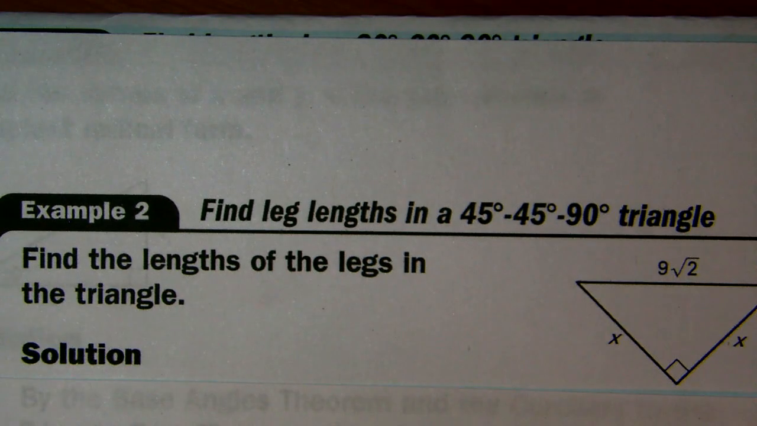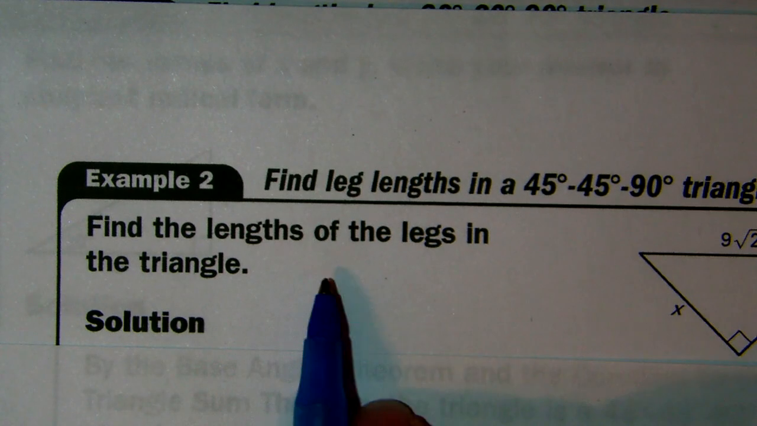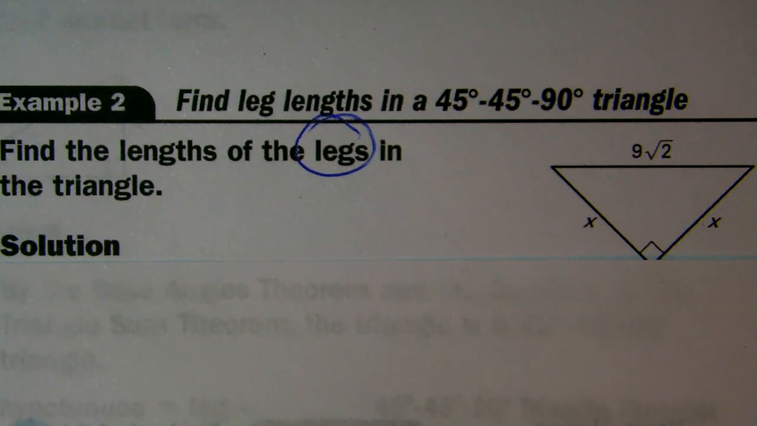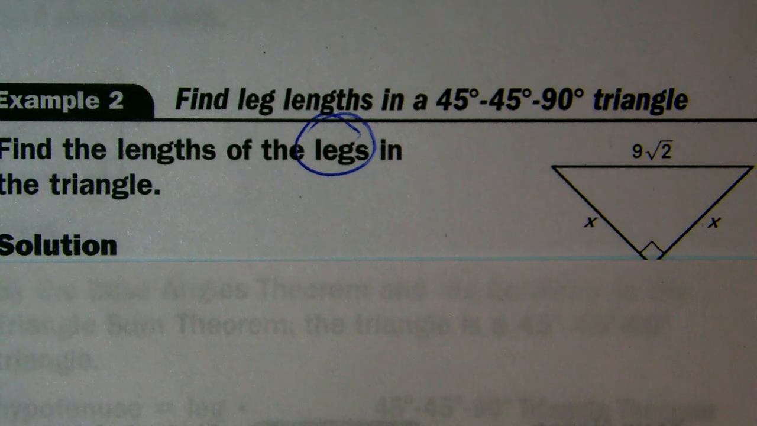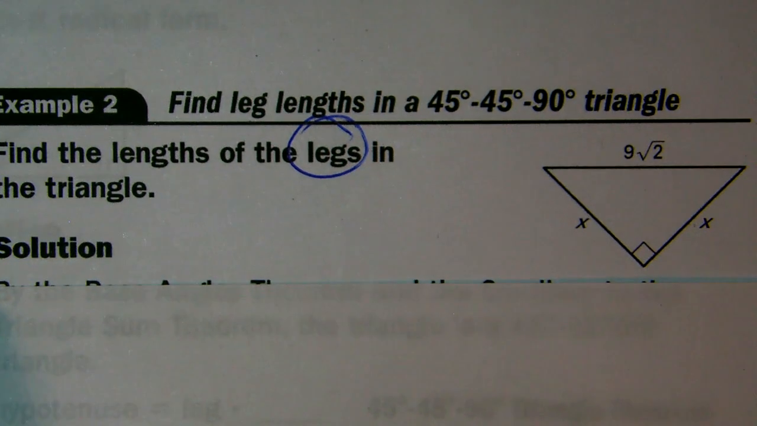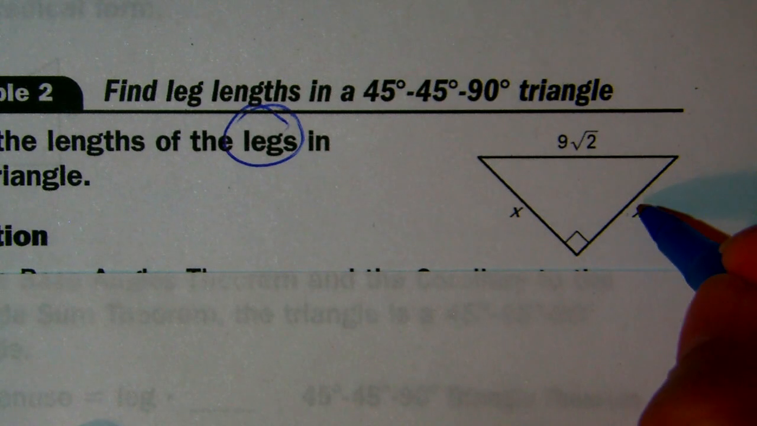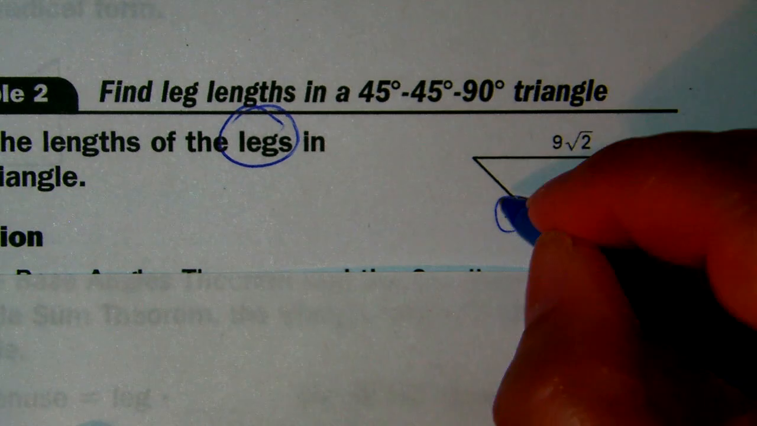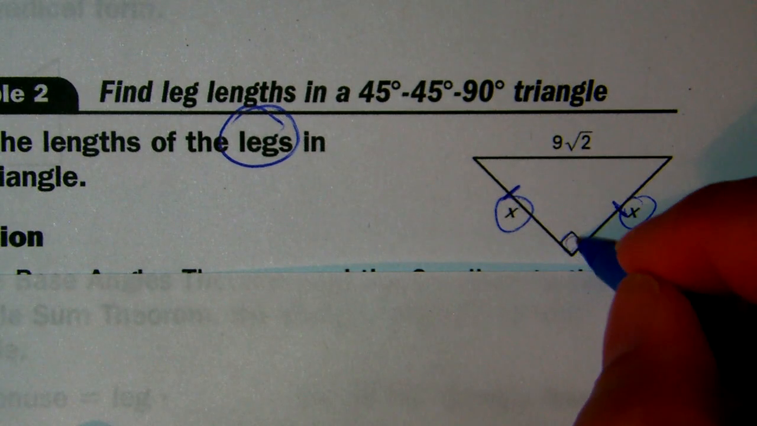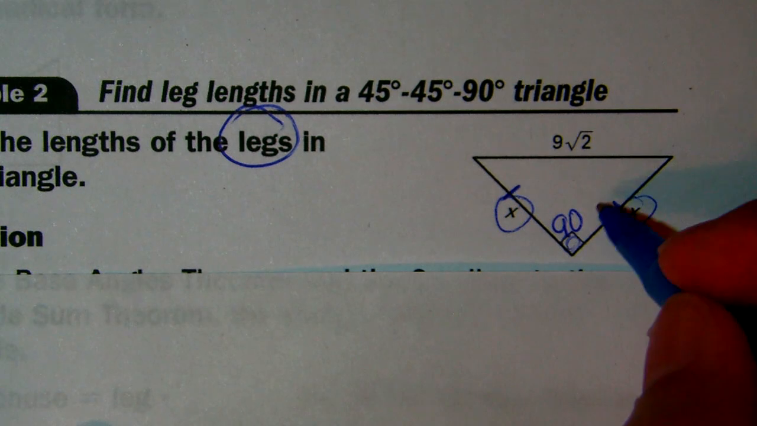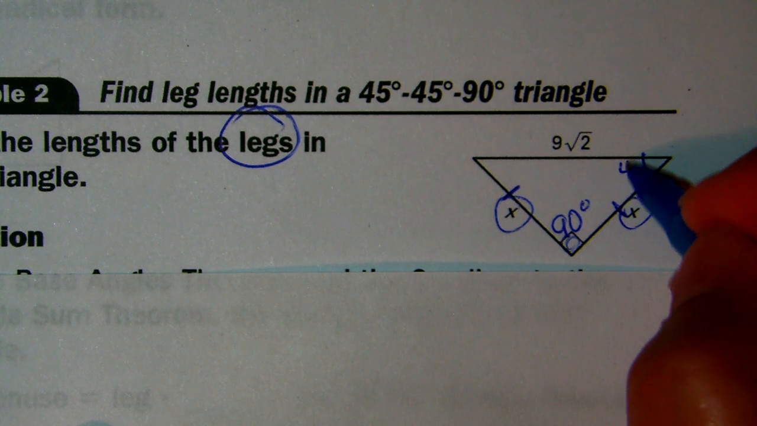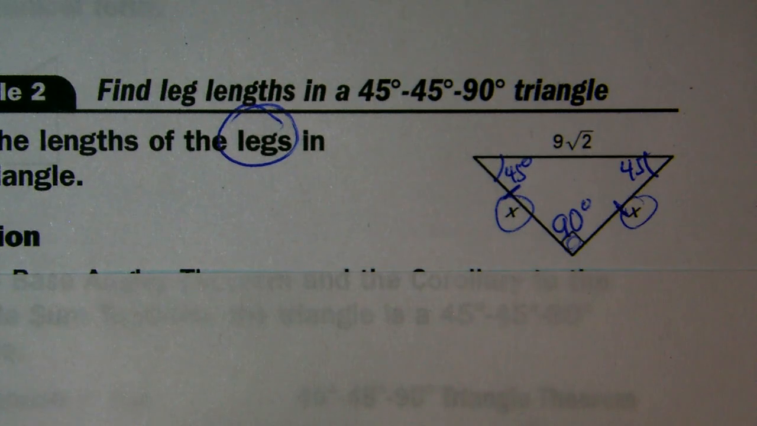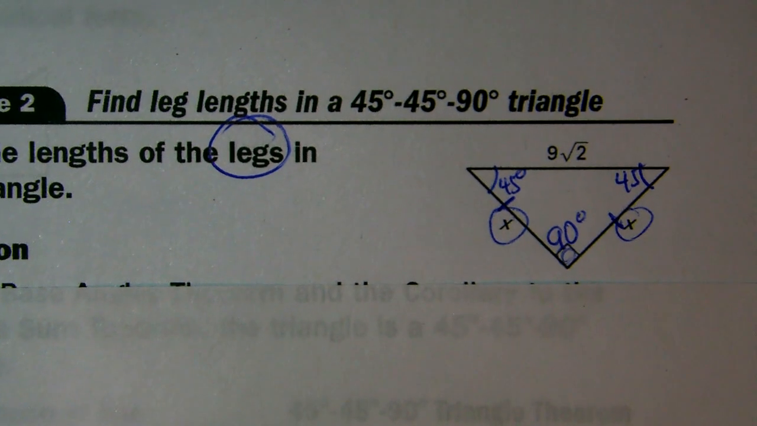Okay. Example number 2. Find the lengths of the legs. Now we're looking for the legs in the triangle. So look at this special triangle. Again, since these two sides measure the same, it means it is isosceles. And if this angle right here measures 90, it means that these two measure 45 and 45 degrees each, okay? Let me zoom it in a little bit.